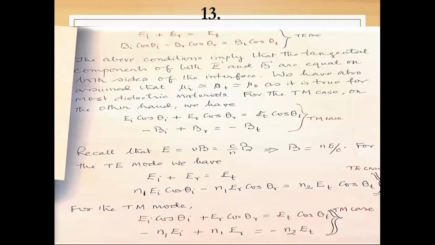And for TM mode, we have EI cos theta I, ER cos theta R equal ET cos theta T, and minus. This is simply those equations which we have at the top of the slide and in the middle of the slides. They have been written down in terms of N1 and N2. So we have minus N1 EI minus N1 ER equal minus N2 ET. So we have two sets of equations now. With this, we go to the 14th slide.